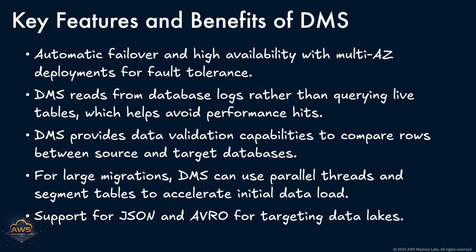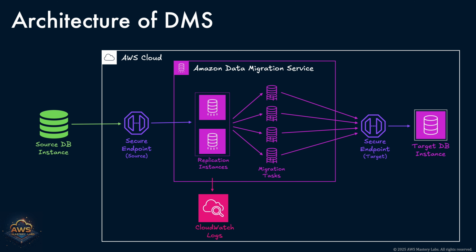In this illustration, we see how AWS Database Migration Service enables a secure and efficient flow of data from a source database to a target database hosted in the AWS cloud. The process begins on the left side with the source database, which could be on-premises, in a self-managed cloud environment, or hosted elsewhere. This database connects to a secure source endpoint configured within DMS.